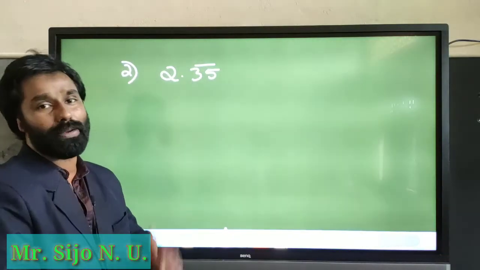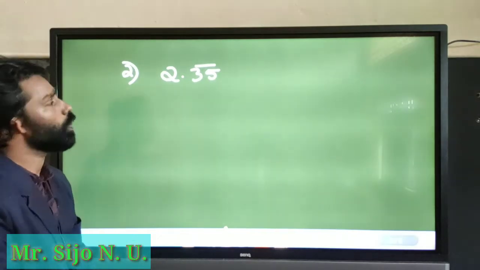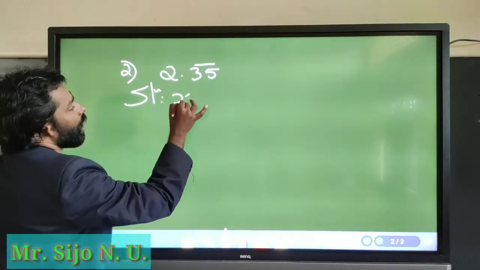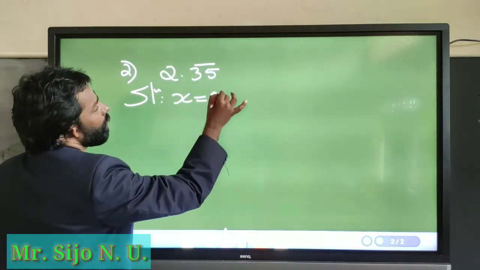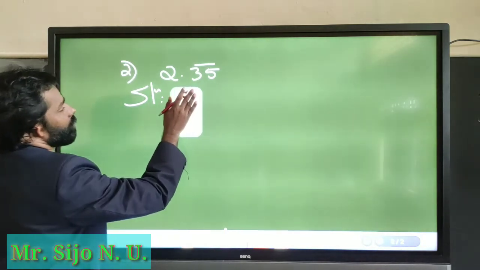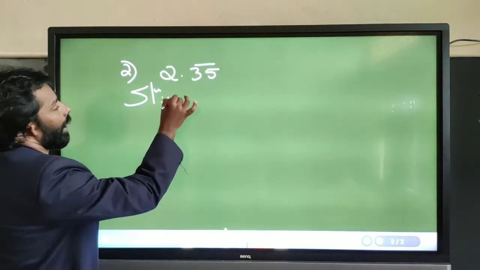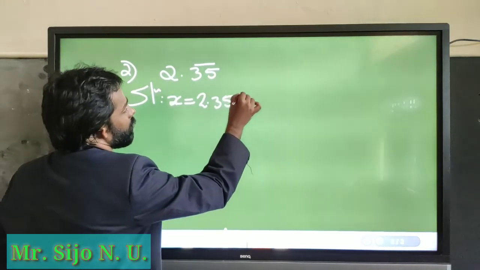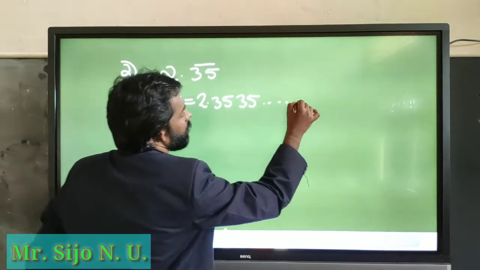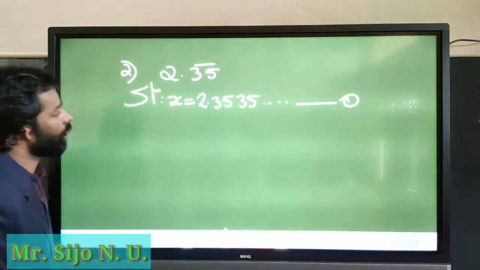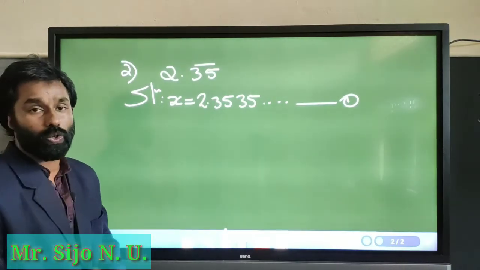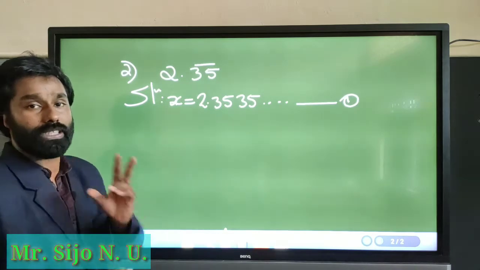The question is write in p by q form 2.35 bar. So the solution, let us consider x equal to 2.35 etc. This is equation number 1. And now check how many digits are repeating here. Well, 2 digits are repeating. So we have to multiply both sides with 100.